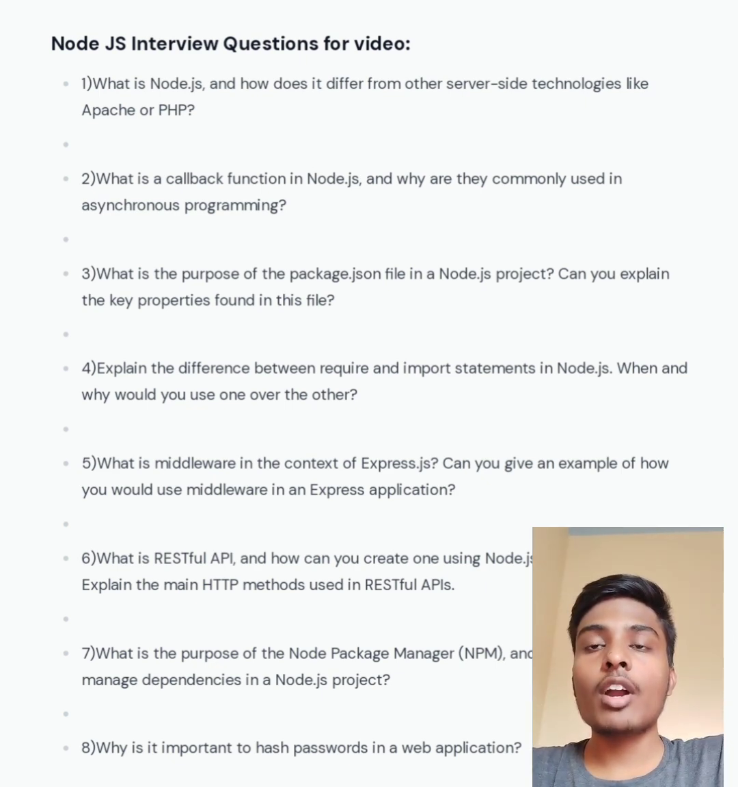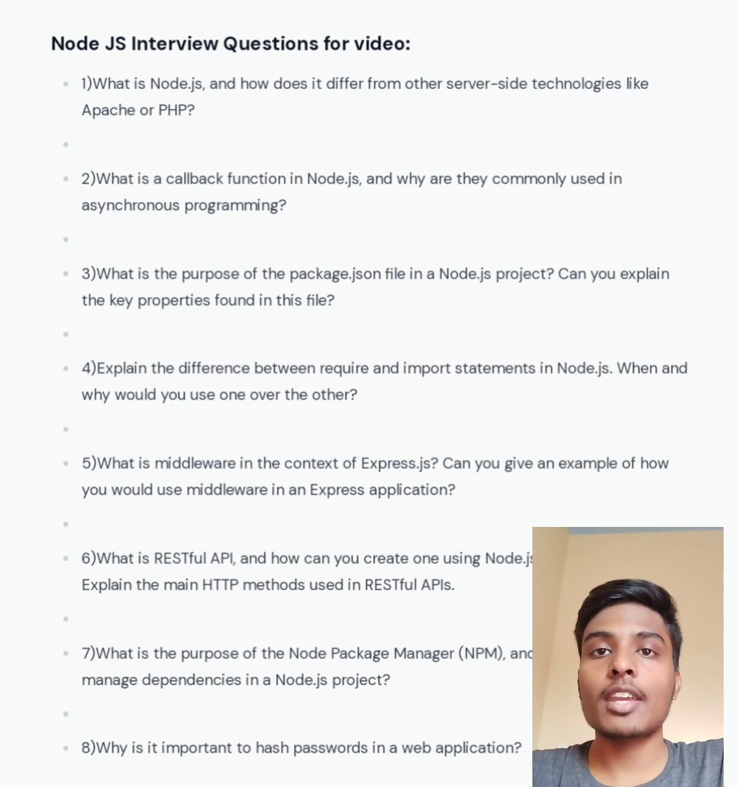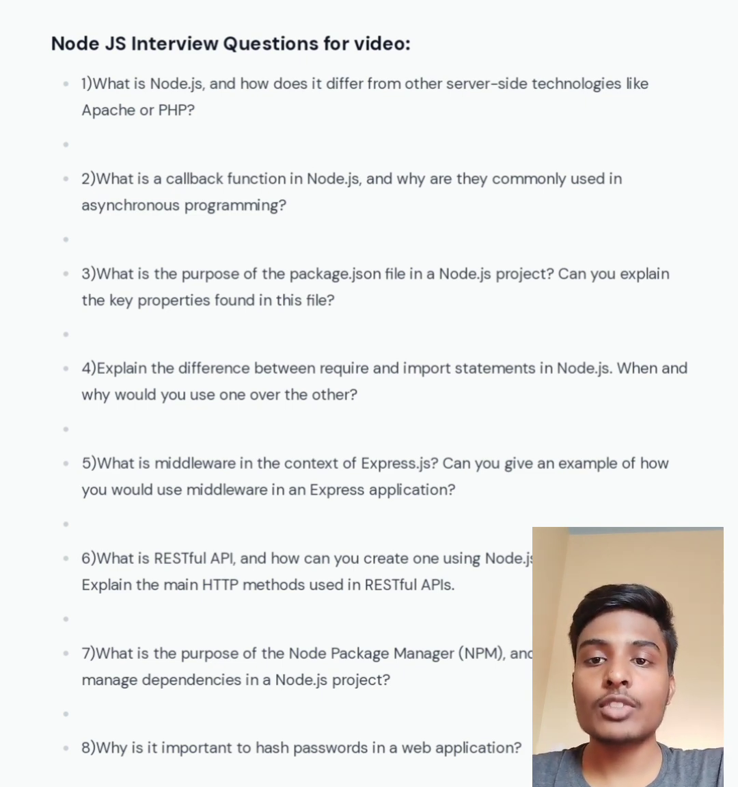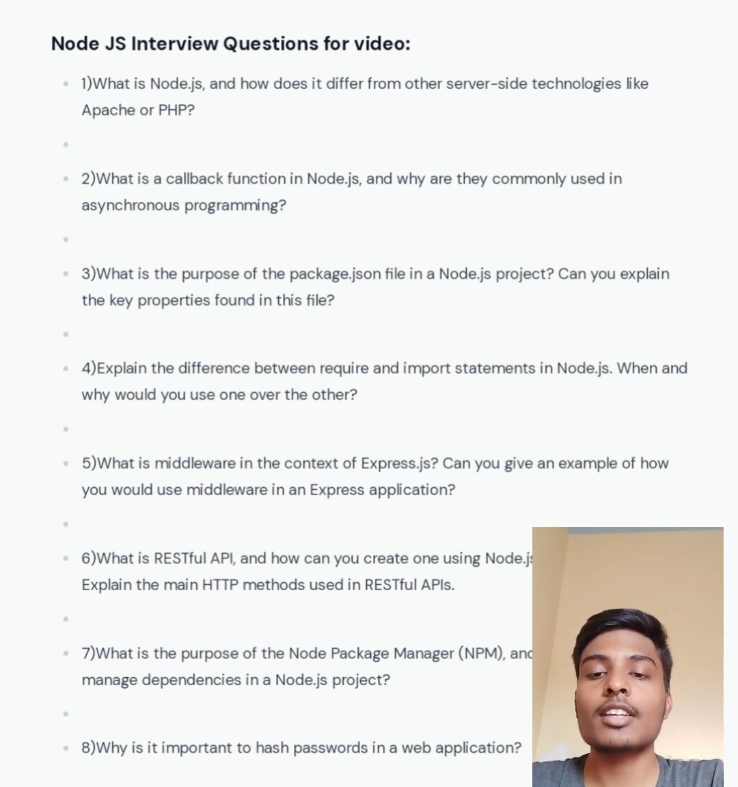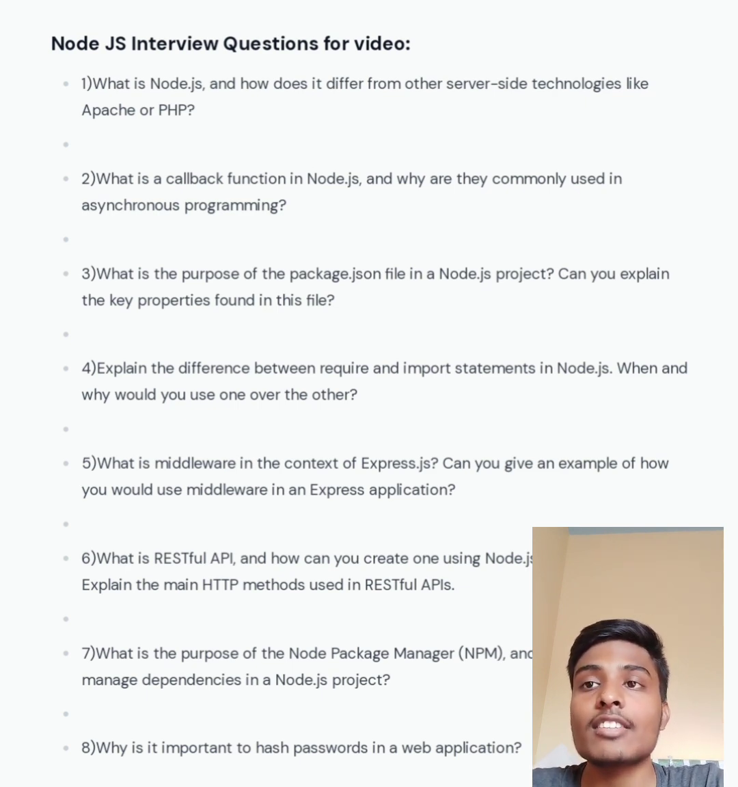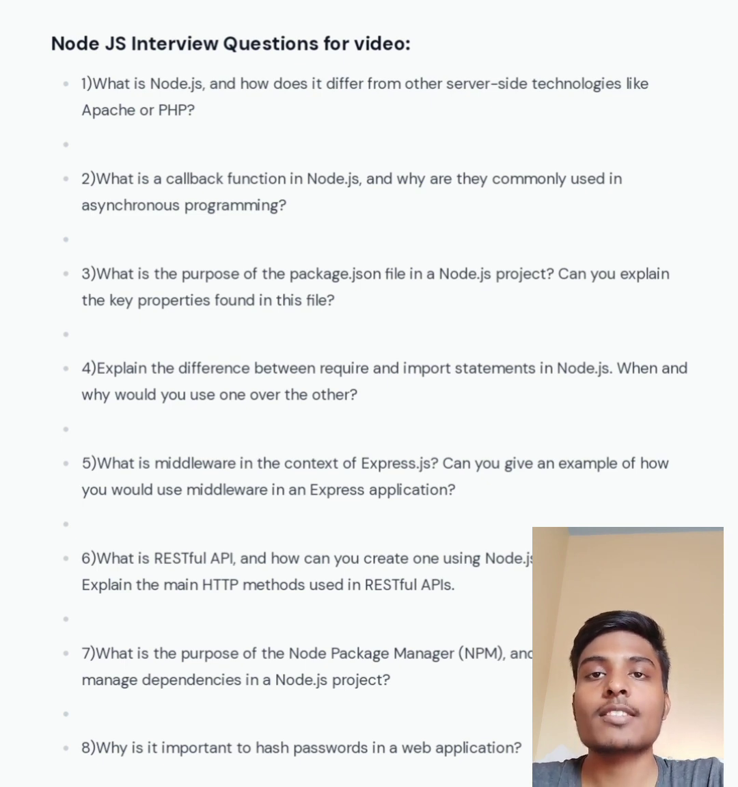Coming to the next question, what is a RESTful API and how can you create one using Node.js and Express.js? Explain the main HTTP methods used in RESTful APIs. First of all, what is a RESTful API? A RESTful API, the full form is Representational State Transfer API, is an architectural style for designing networked applications. It relies on a stateless client-server communication protocol, typically HTTP. RESTful APIs allow different systems to communicate over the web in a simple and scalable way. They use standard HTTP methods and follow specific principles to ensure clarity and performance.